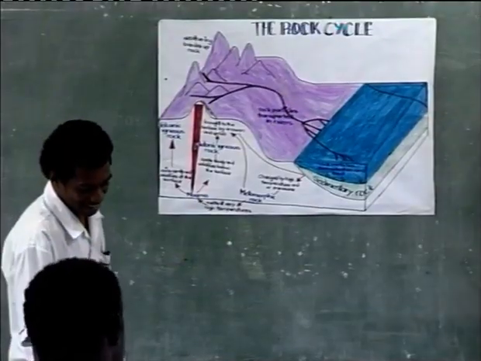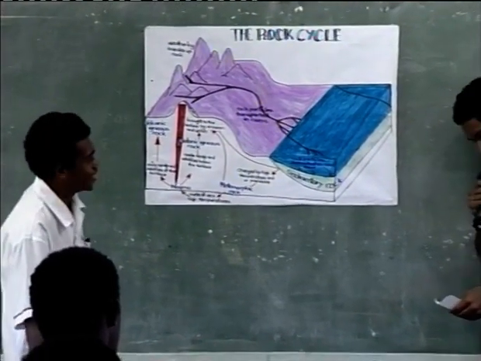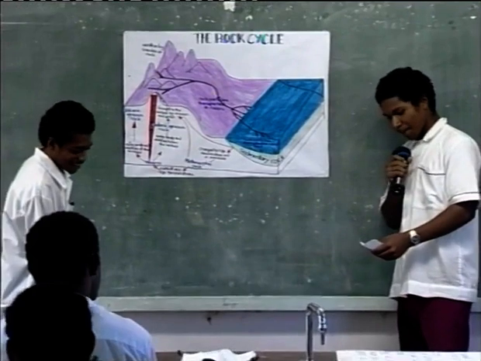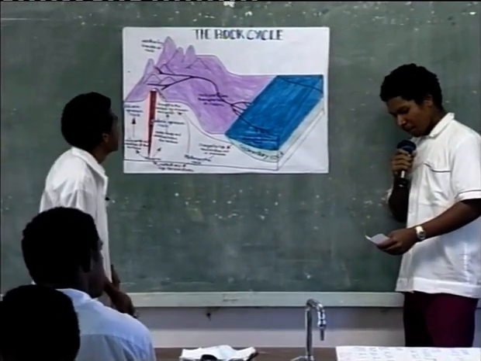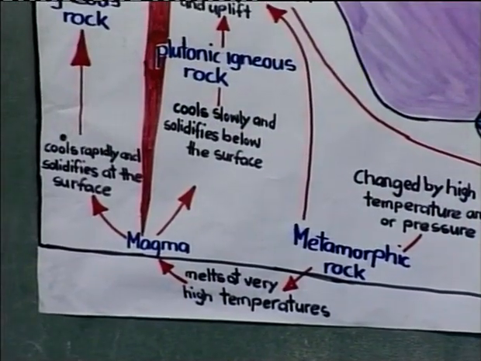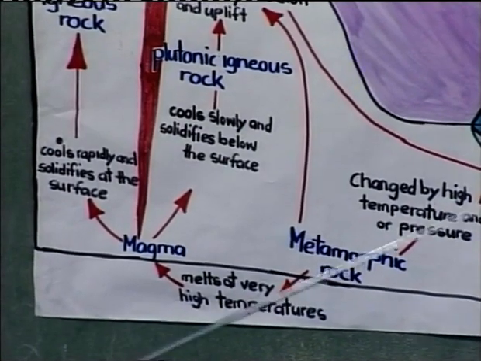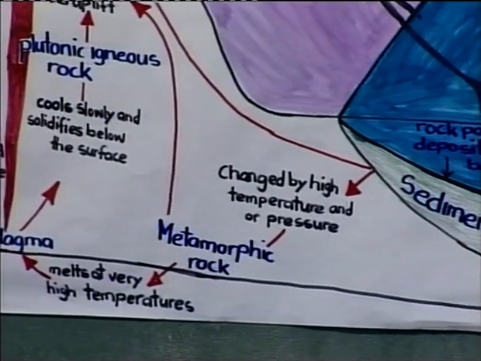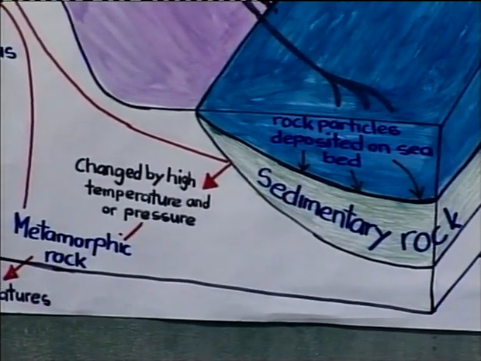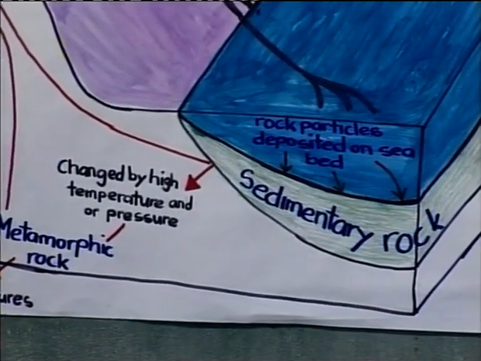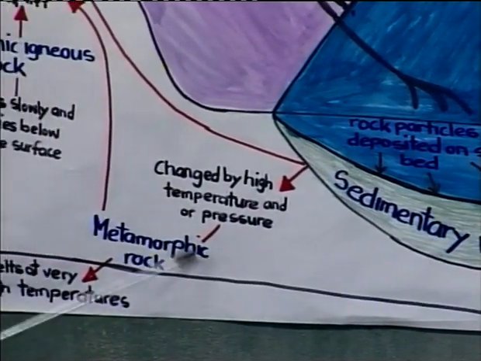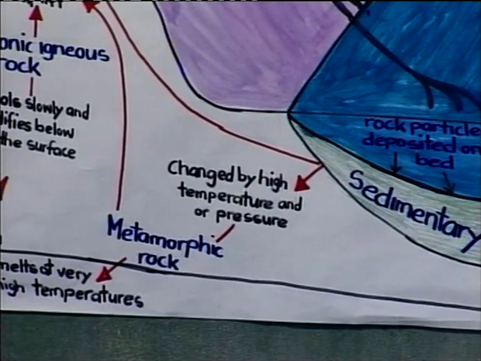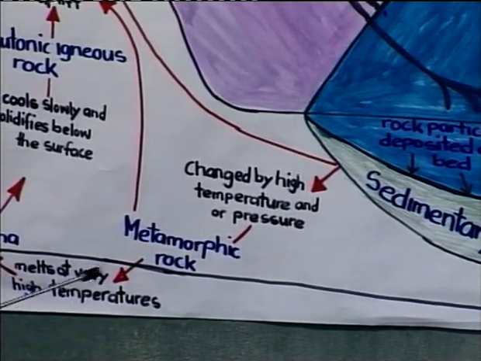Okay. Deep within the Earth's crust, high pressures and temperatures occur. When these high pressures and temperatures are applied to sedimentary rocks, the process of change is called metamorphism, and the new rocks formed in this way are known as metamorphic rocks. Metamorphism usually makes rocks hard and look different.